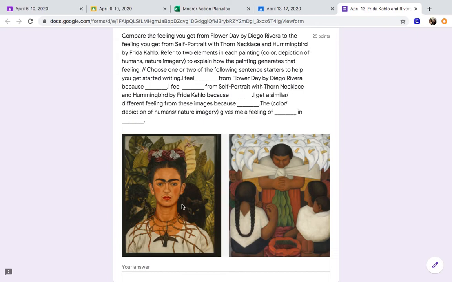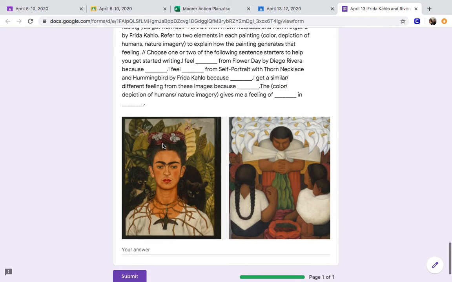So both of them have some bright colors. Both of them have nature. He has the flowers and she has all of this nature back here. The humans, right? So we have her and the thorn necklace, and we have him with this flower on his back. That seems maybe kind of quite heavy. So you are going to explain how it generates the feeling. So how do you feel looking at this picture versus how do you feel looking here? It can be a similar feeling or it can be a different feeling.